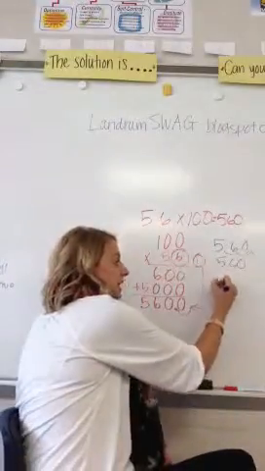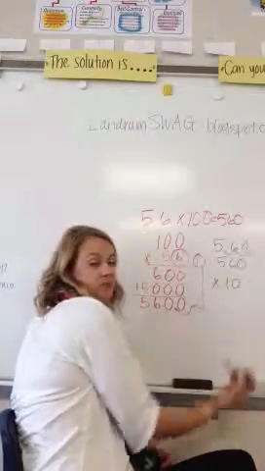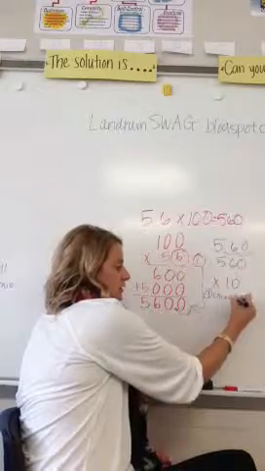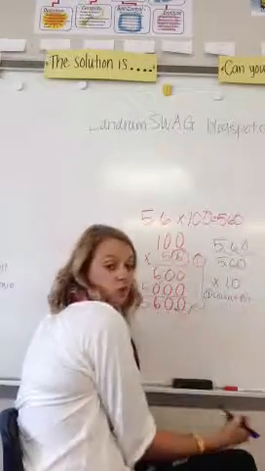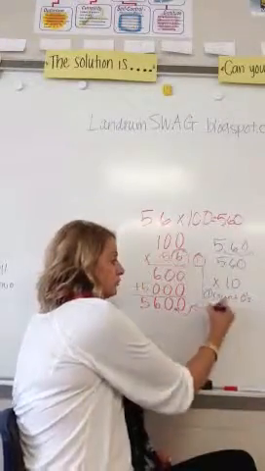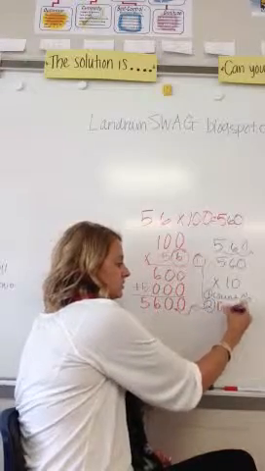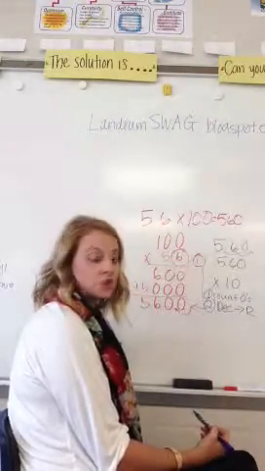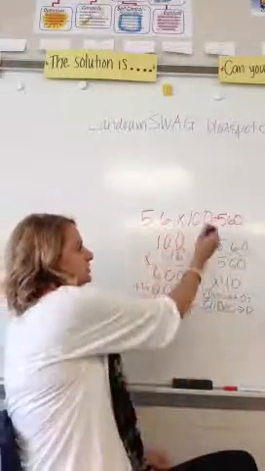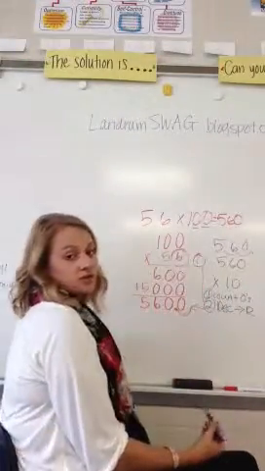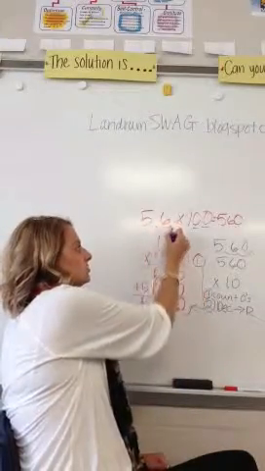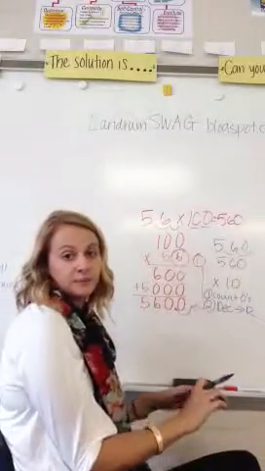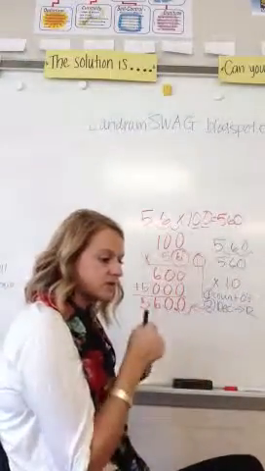So when you multiply by a power of 10, count your zeros. Once you've counted your zeros, move your decimal to the right that many places. Because I had 2 zeros in 100, I could have moved my decimal 1, 2 to the right, and I would have gotten my 560 automatically. So we're going to move on from our powers of 10.